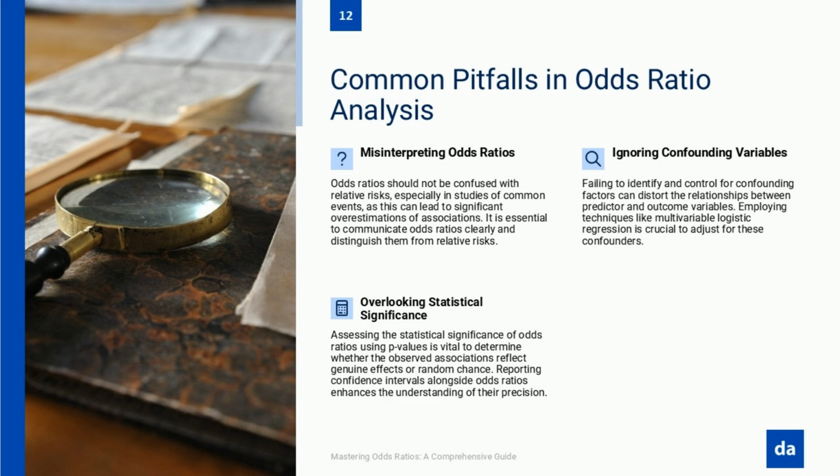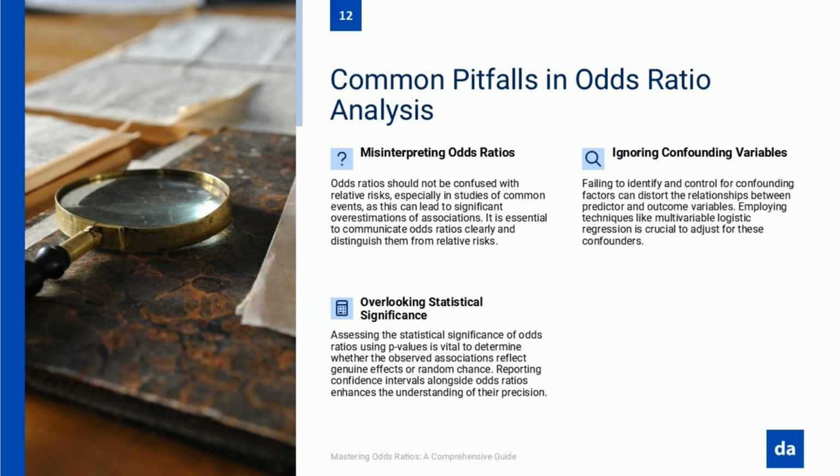To address this limitation, researchers should consider alternative measures such as risk ratios or risk differences when analyzing common outcomes. Additionally, it's important to clearly communicate the prevalence of the outcome when reporting odds ratios, allowing readers to gauge the potential for overestimation. Proper study design is fundamental to producing reliable odds ratios.